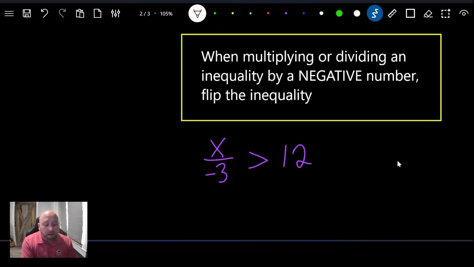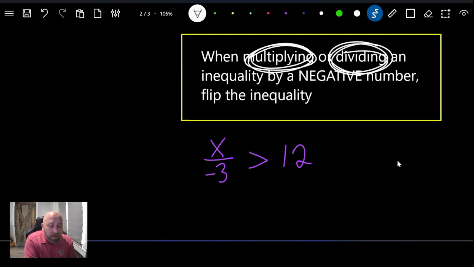When multiplying or dividing an inequality by a negative number, there's the key word right there, by a negative number, then we flip the inequality. So we take this sign and we flip it, okay? So it's greater than right now. We flip it to make it less than. If and only if we multiply or divide by a negative number, we flip the inequality.